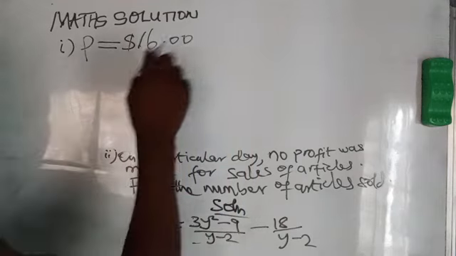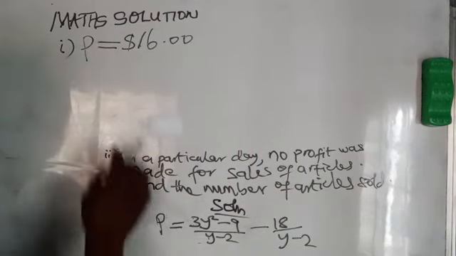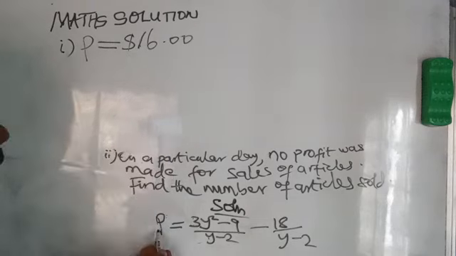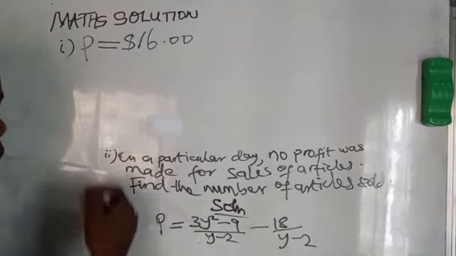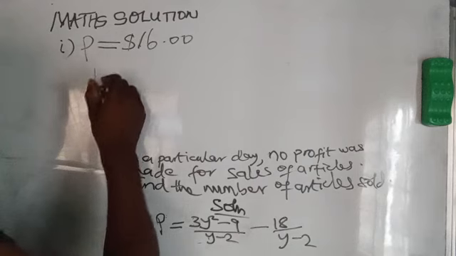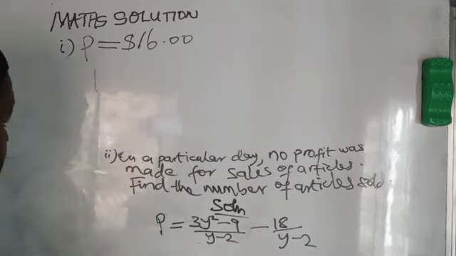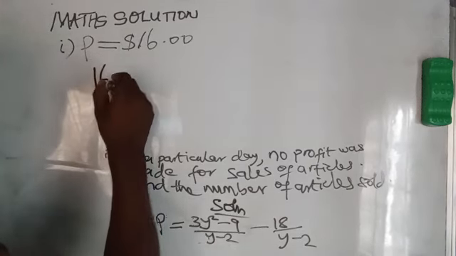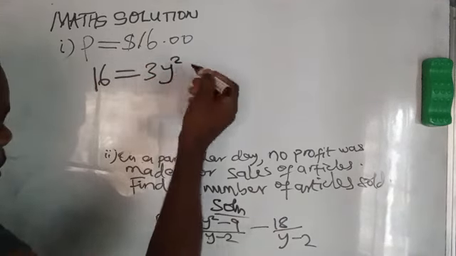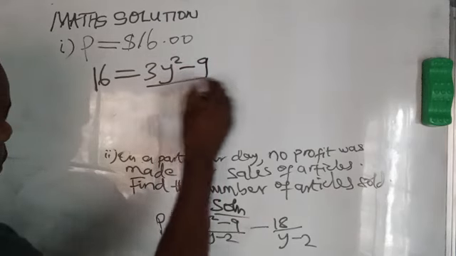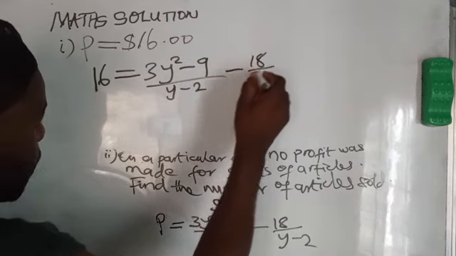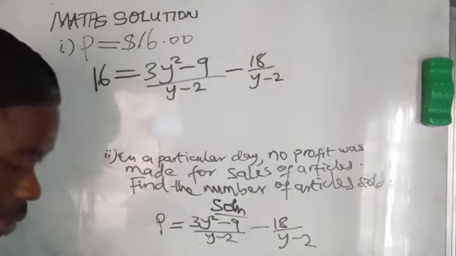So from this equation, P is the profit made, which is $16. Wherever you see P, put $16. In position of P, you put 16 is equal to, by substitution method, (3y² minus 9) all over (y minus 2) minus 18 all over (y minus 2).